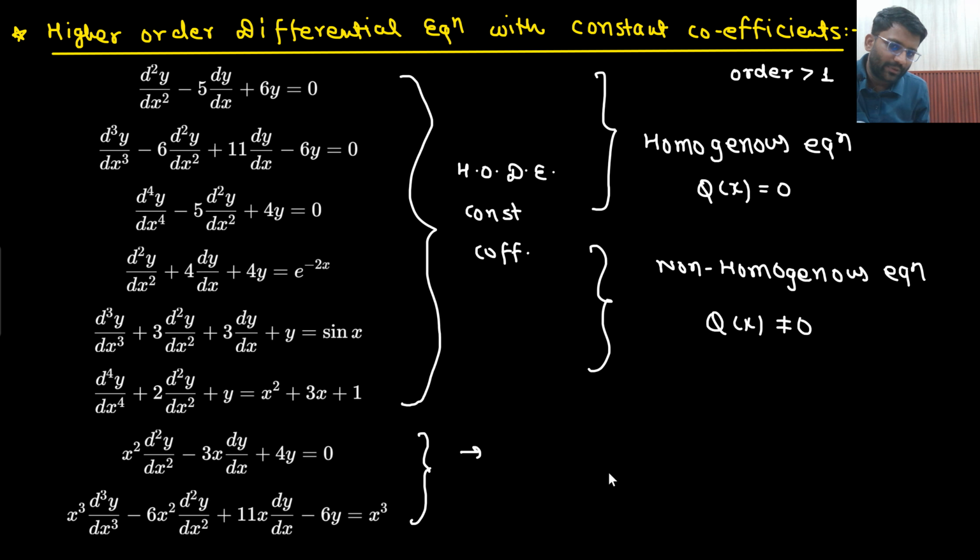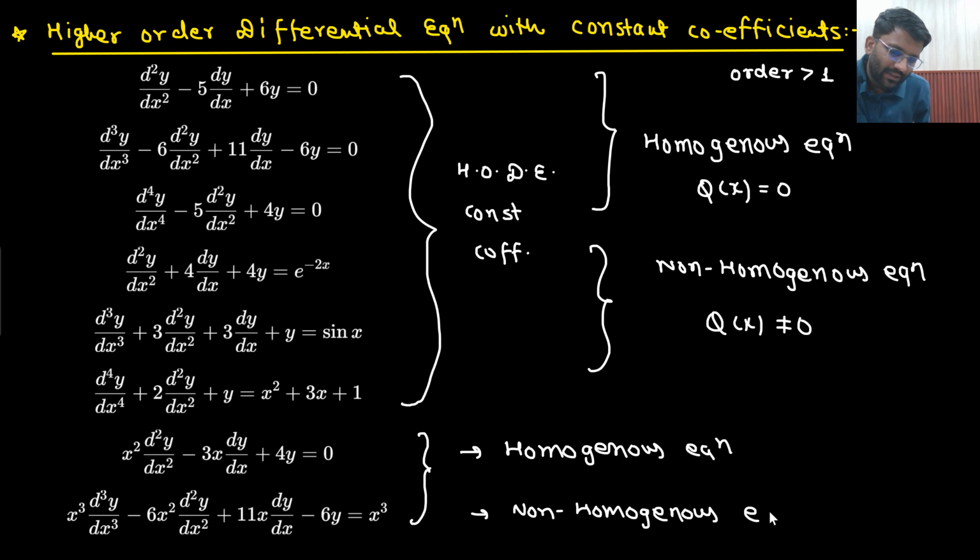What about this? Is it homogeneous or non-homogeneous? It is homogeneous only. Why is that so? Because here q of x is 0. And what about this? Is it homogeneous or non-homogeneous? So this is non-homogeneous. Is that understandable to you? So did you understand the classification?